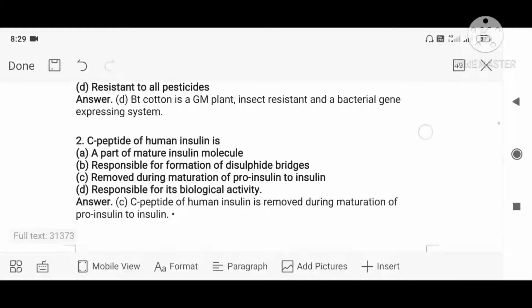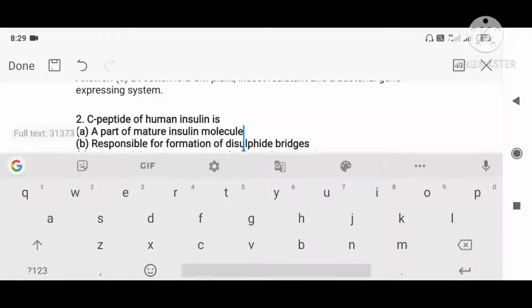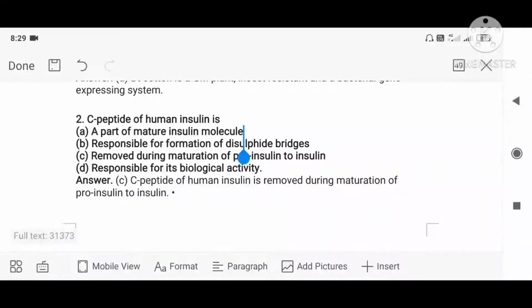Now the next question is, C peptide of human insulin is a part of mature molecule, insulin molecule, responsible for formation of disulfide bridge, removed during maturation of proinsulin to insulin, responsible for its biochemical activity. So mostly the answer will be what? It will be C. You know that C peptide. So the proinsulin will be having what? The proinsulin will be having a C chain.